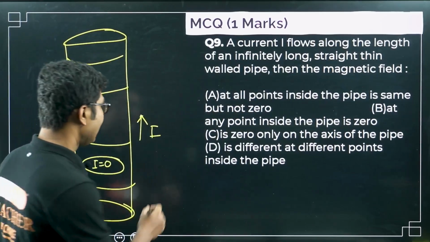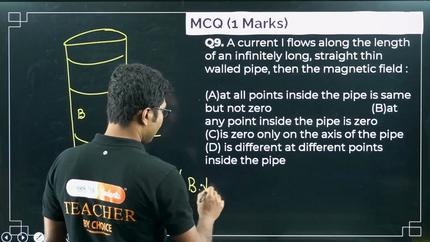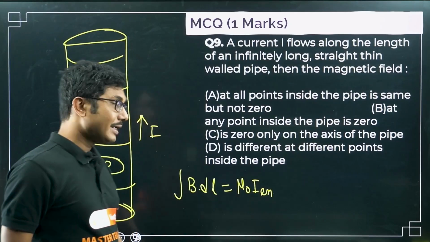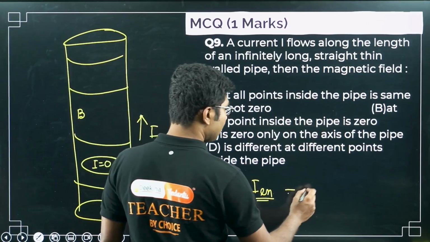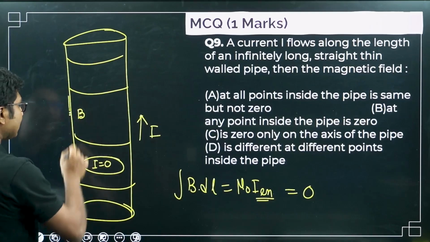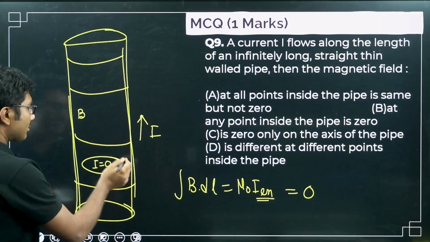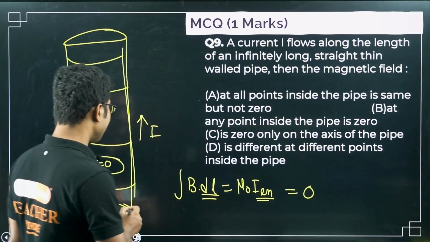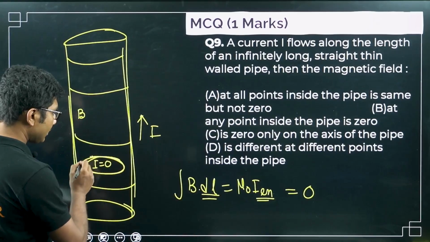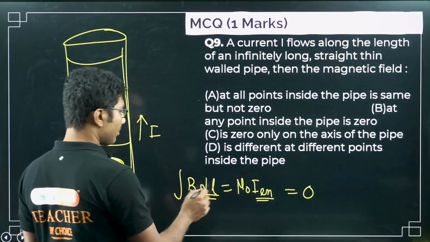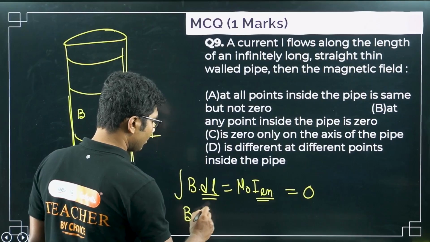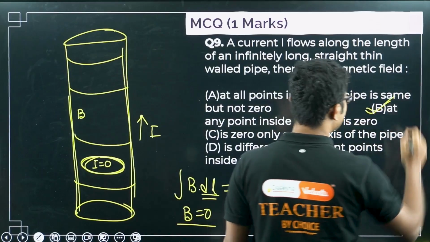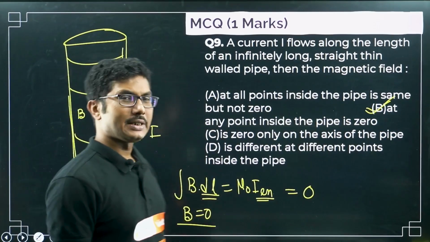We know that B dot dl equals mu naught I enclosed, similar to Gauss's law, right? Now I enclosed is 0, so definitely this is 0. No current is enclosed here; all the current is passing through the surface. As long as you are inside the pipe, current cannot be enclosed. Now dl cannot be 0, dl is a length, this is 2 pi r, so the only possibility is B is 0. So the magnetic field inside the pipe is 0. The correct answer is option B: at any point inside the pipe it is 0.